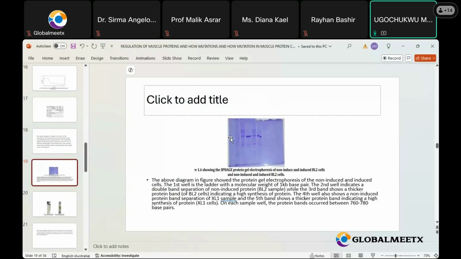The fourth well also shows a non-induced protein band separation of XL1 cell samples, and the fifth band shows a thicker protein band, indicating a high synthesis of protein in XL1 cells. On each sample well, the protein band occurs between 760 to 780 base pairs.